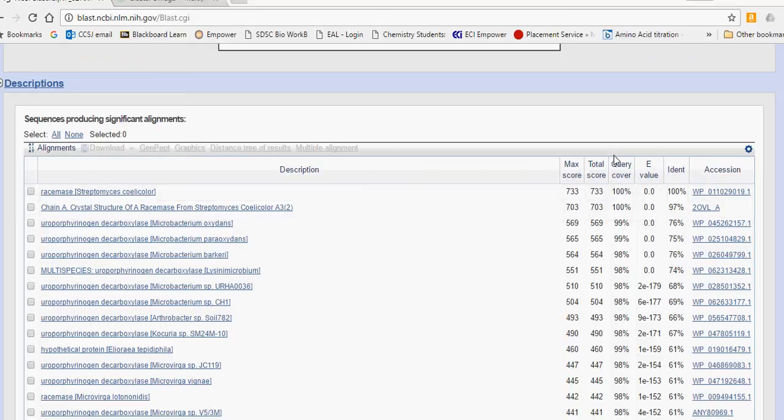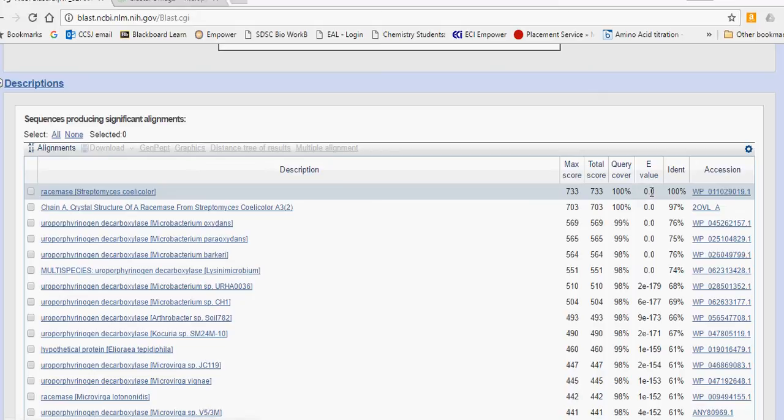What I want to mention is E-value. E-value is an indication of how different the two sequences are. And when it's 0, it means it's absolutely perfect. So this is actually the sequence that we plugged in, and it comes back exactly itself.